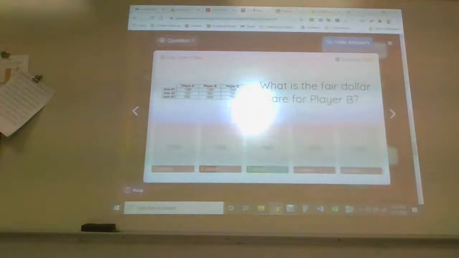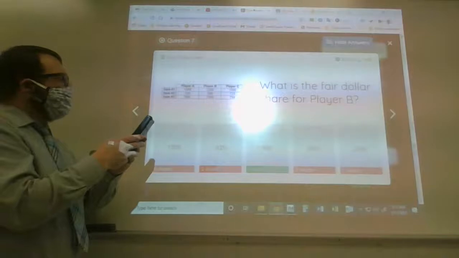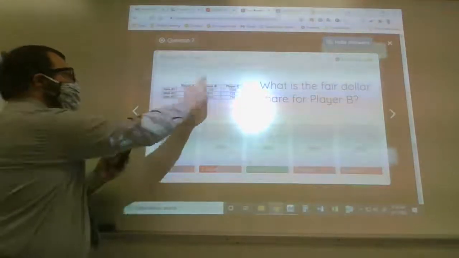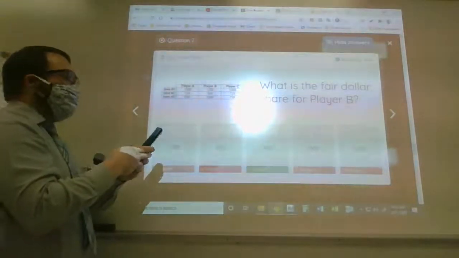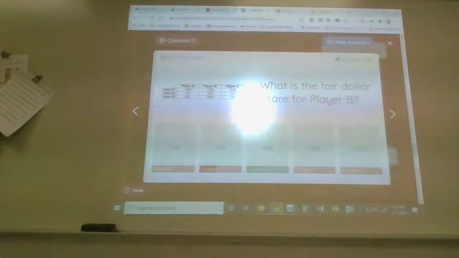Fair dollar share for player B. Oh, isn't this the same table that you guys did over and over again? Fair dollar share for player B. Well, 1,200, 500, and 1,000 are the values that player B put into the bids. Divide that by 3, 900. Yeah. Fair dollar share. I have used that phrasing.